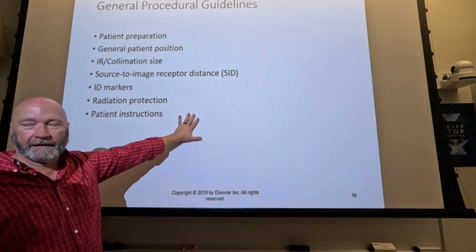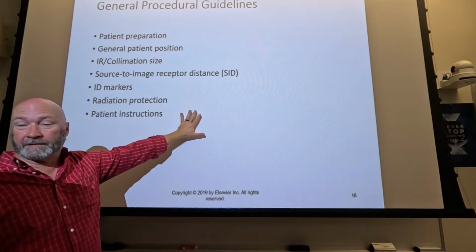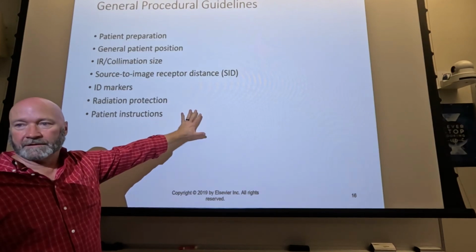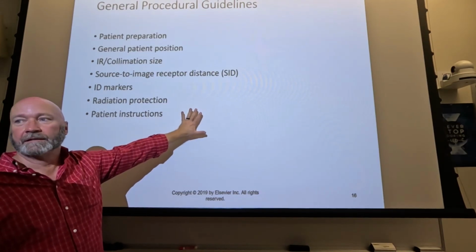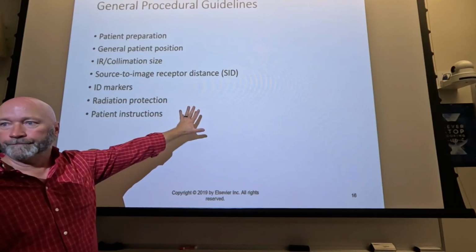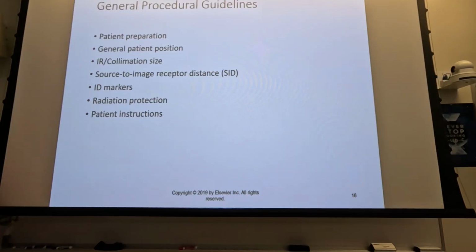So you're going to have questions that say, okay, with a hand pronated, what position is the thumb in? And one of the answers may say PA. Is that a right answer? No, it's not, because PA is a projection. It's oblique, right?